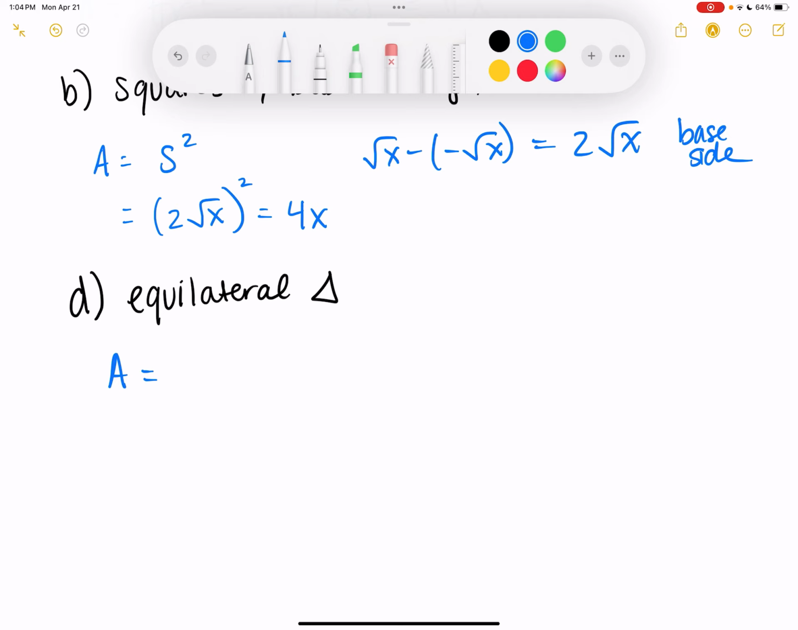The last one is cross sections are equilateral triangles with bases in the XY plane. So that means the base of the triangle is in the XY plane. What is the area of an equilateral triangle? Hold on. So I know there's like S squared. I feel like there's some square root thing. I want to say root 3. Yep. That's what I was going to say, but I didn't want to sound stupid.